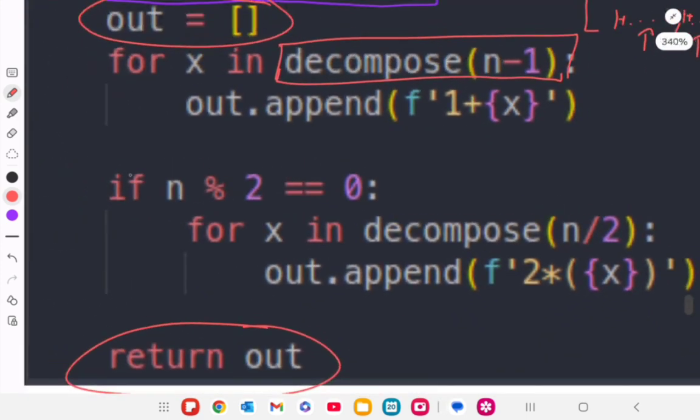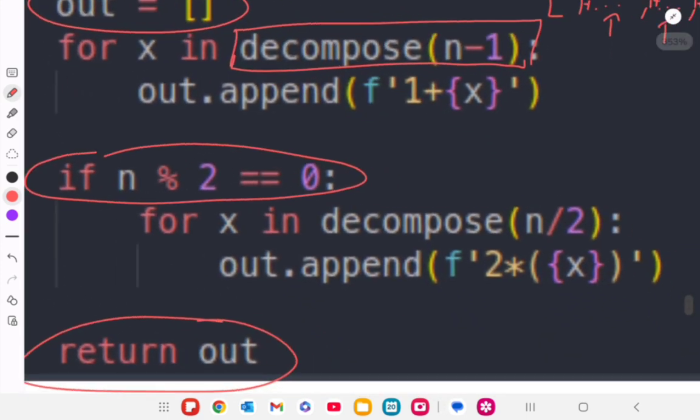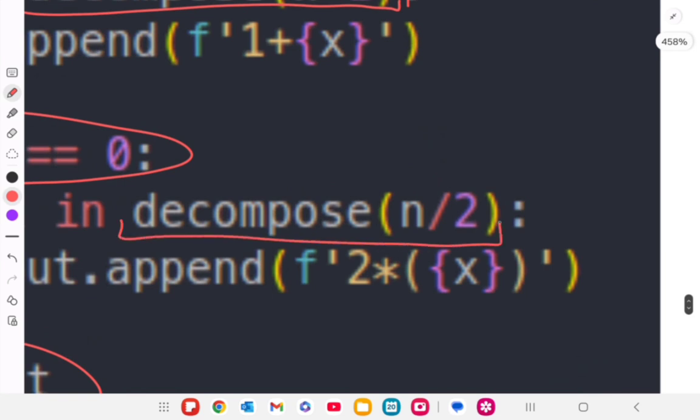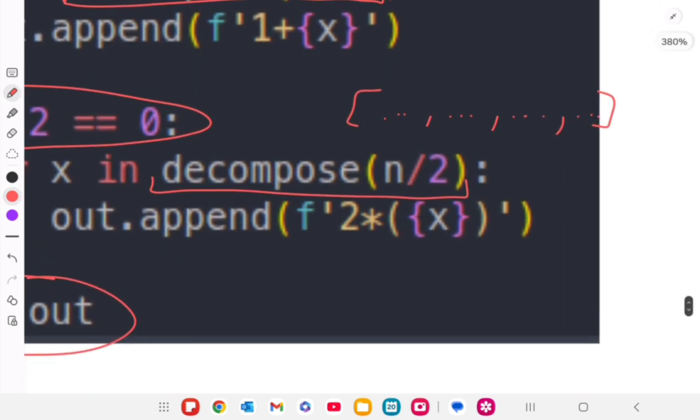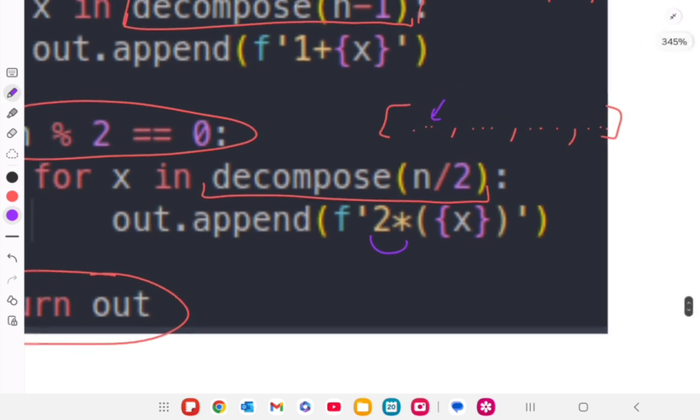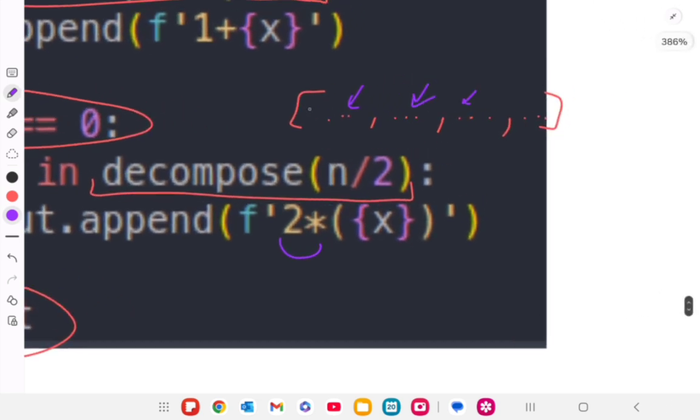Similarly, here we are checking if n is an even number. We are calling decompose on n over 2. Just assume that this gives you the right output. Just assume that n over 2 actually gives you the correct decompositions of the n over 2 number. And then what do we want to do with it? For it to become the correct output for n, we're just gonna multiply by 2 for each one of these. For each x, you are iterating through it, and then you're adding it 2 times with parentheses, right?